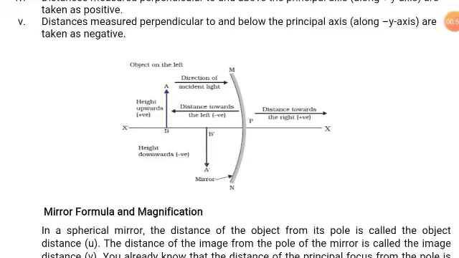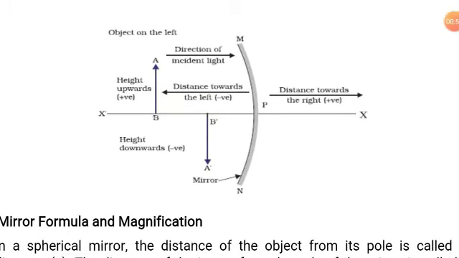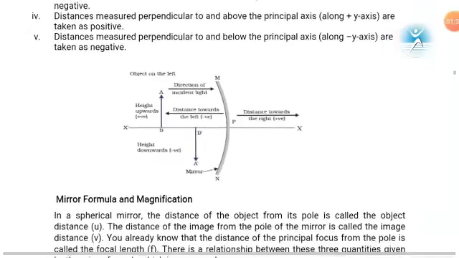So we have to see some sign conventions. Every time we have to measure the distance of the object and image from the pole. If we go to the left side from the pole, the value will be negative. If we go to the right side from the pole, the value will always be positive. If we measure the height of the image upward, it will be positive, and if we measure the height downward, it will be negative.